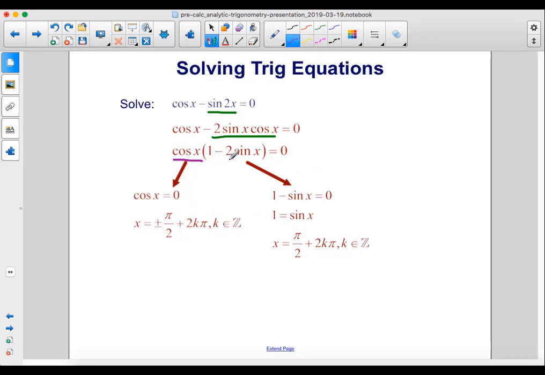Over here, we have 1 minus 2 sine x equal to 0. Therefore, sine x equals 1, giving us possible solutions of pi over 2 plus 2k pi, where k belongs to the set of integers.